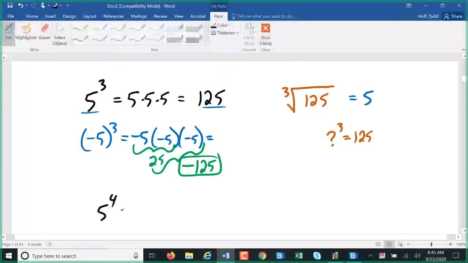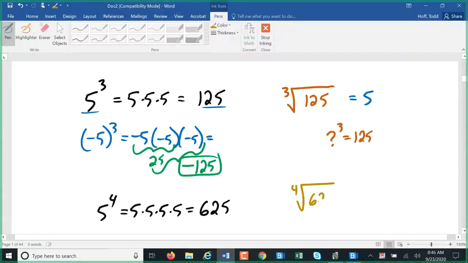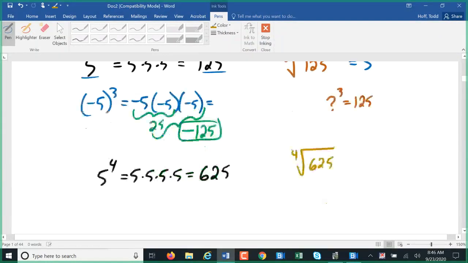Or if I do 5 to the fourth power, it's 4 5s multiplied together, which is 625. So again, I look at a fourth root. The fourth root of 625, again, that's asking me what number to the power of 4 is 625. Well, we just saw over here that 5 to the power of 4 is 625.